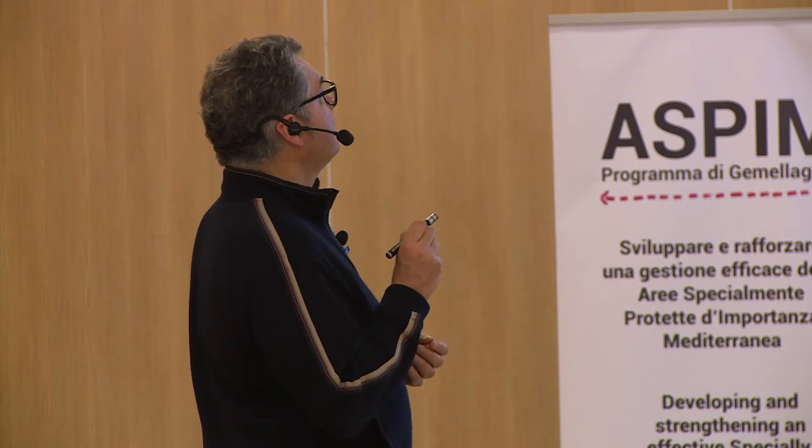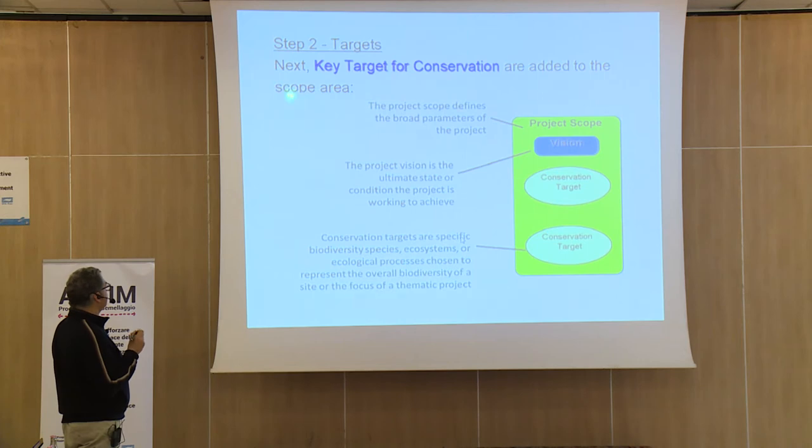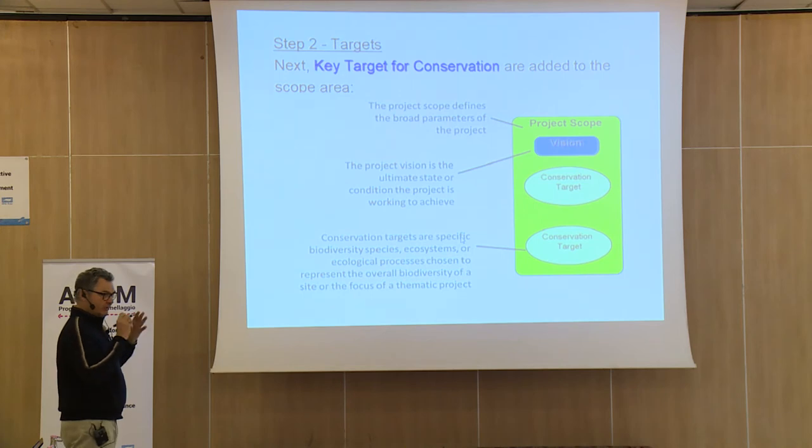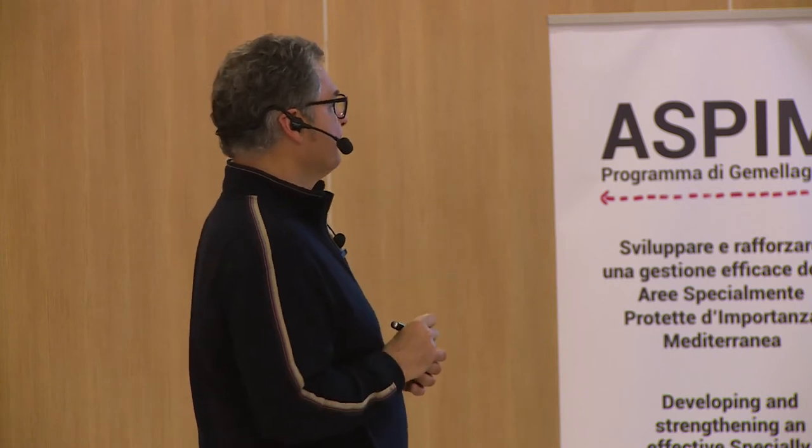Step two, the targets. Key targets for conservation are added to the scope area. And this is the box you always get on the right of the conceptual model. The project scope, the definition of the broad parameters of the project, usually overlaps with the marine protected area. The vision and each of the conservation targets.